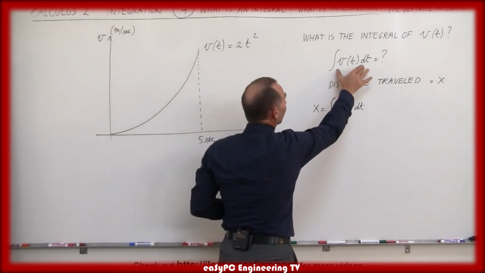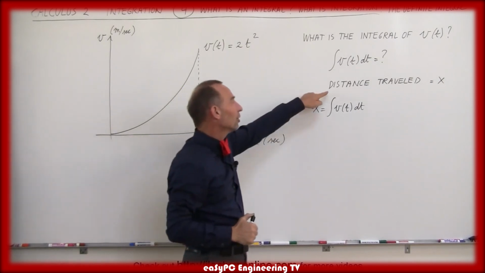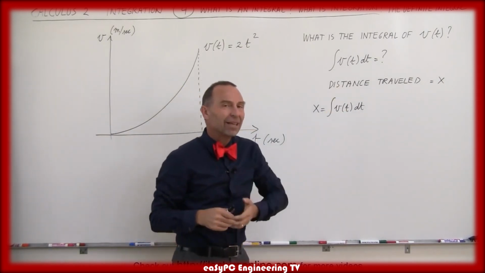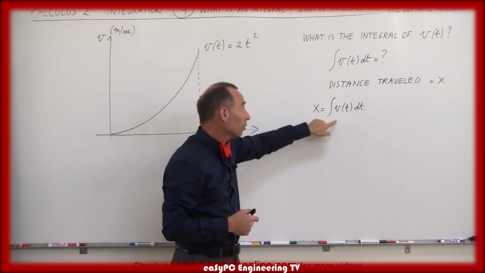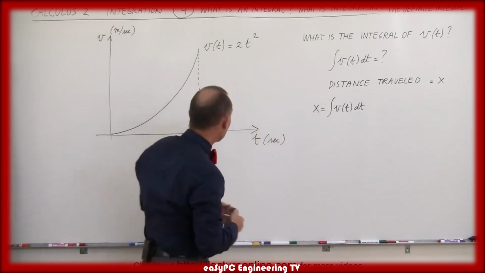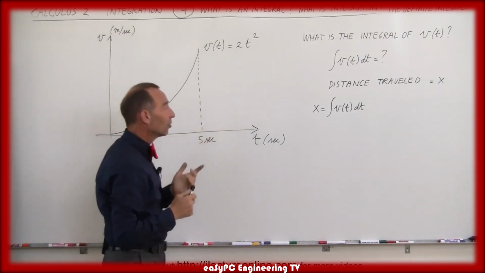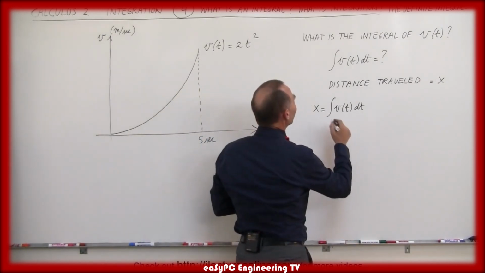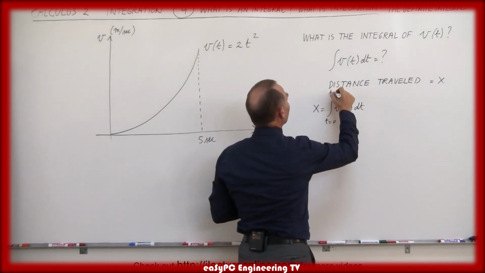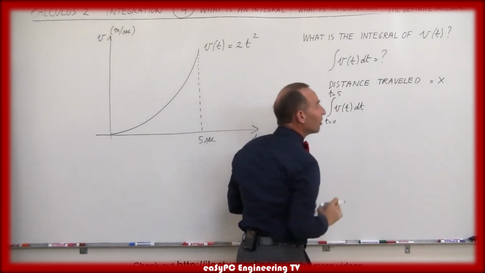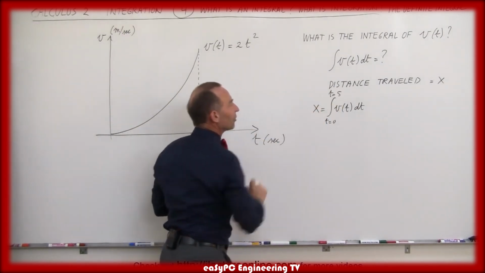When we integrate v of t, what do we get? And it turns out the integral of a velocity function is the distance traveled. Let's say that's equal to x. So therefore, we're going to find x when we take the integral of the velocity function. And in this case, we want to find out how far the object traveled after 5 seconds. So we plug in the limits of integration from time equals 0 to time equals 5 seconds. That makes it a definite integral because we're going to evaluate the integral for specific values of t.